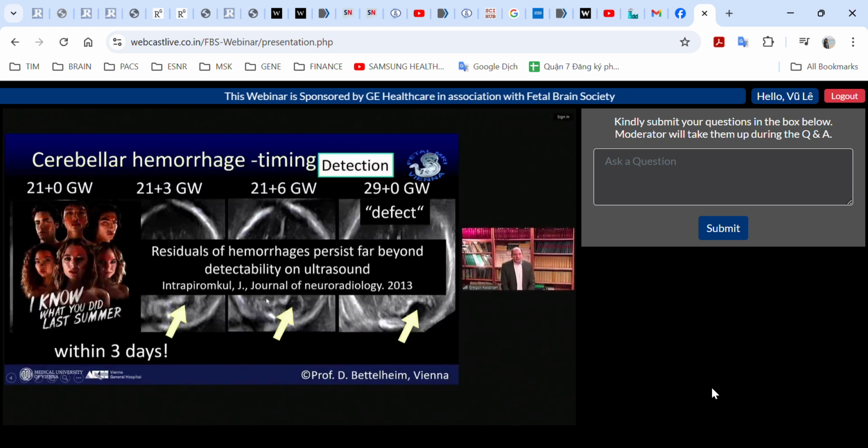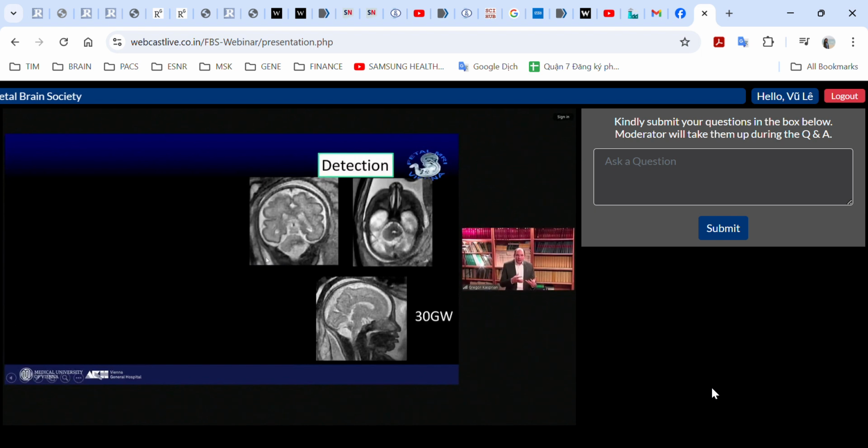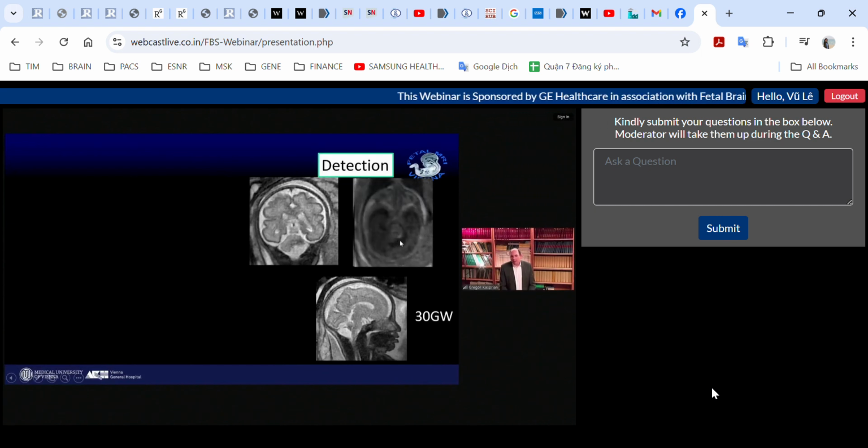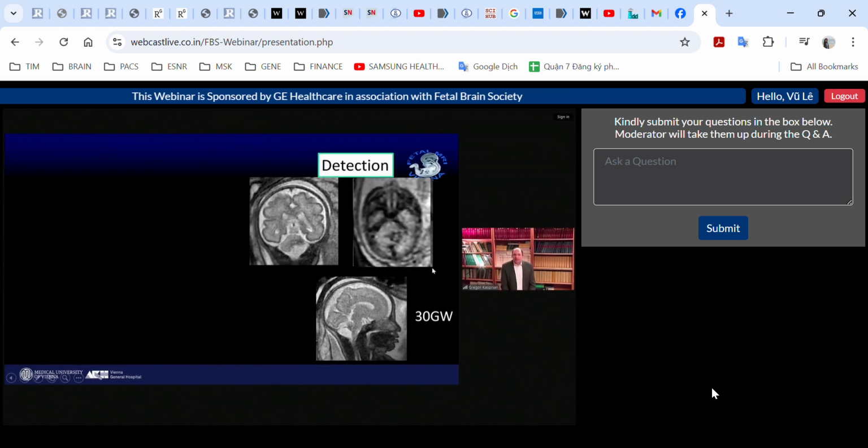Okay. So this is a quote from a neuroradiological journal where they compared ultrasound and MRI and actually could show that. So how is this applicable in the clinical scenario? This is at 30 gestational weeks. Again, you see there is a cerebellar asymmetry. If you now run T1, you might see slightly hypointense remnants, methemoglobin remnants there. But the really informative sequence is the susceptibility weighted sequence, T2 star, and you see these hemosiderin remnants there. So these are the remnants of the hemorrhage.